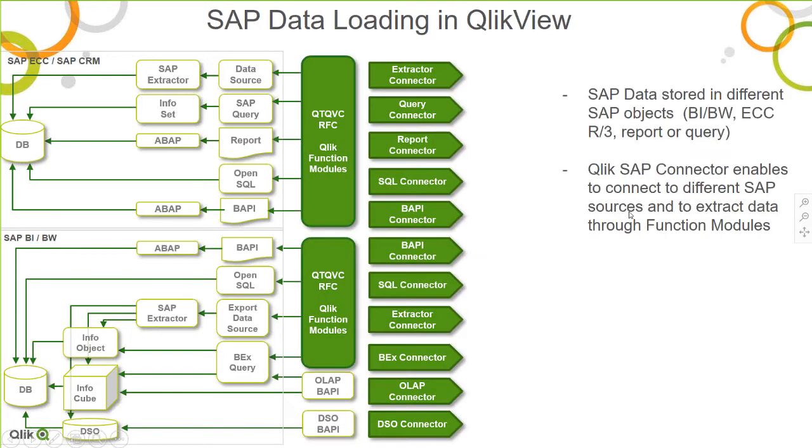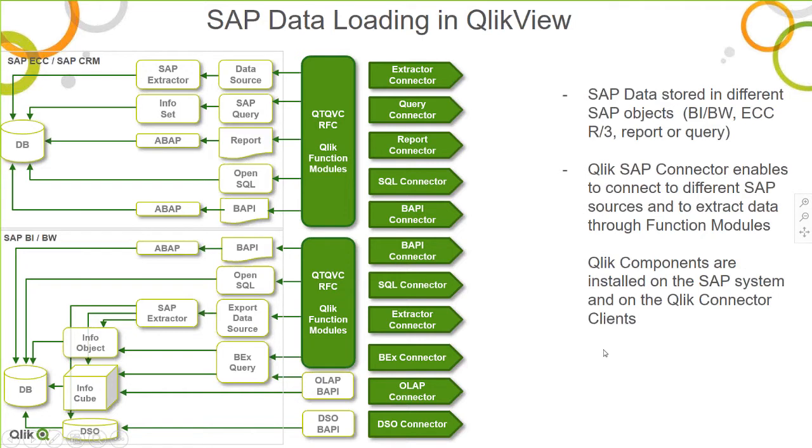So in order to extract data from SAP, we have our Qlik SAP Connector that enables us to load data from SAP. And we establish that through so-called function modules. You can see that here in the middle, this is something that we provide along with our components. This is our code which will be provided in the transports when you import those in your SAP system. And of course, there are some function modules from SAP like OLAP and these BAPI that can be used with the connectors.